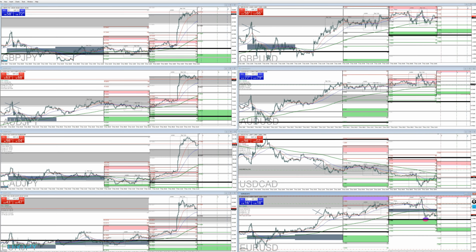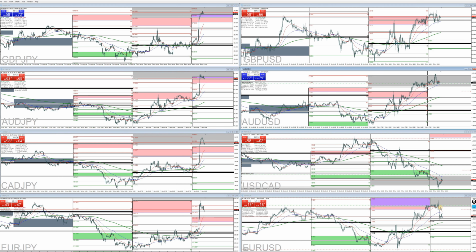As far as the swing trading goes, let's go to the swing trading full pivots. I am in a little bit of profit on the Euro USD, break even on the Australian USD, and I am in a little bit of a drawdown on the USD CAD.